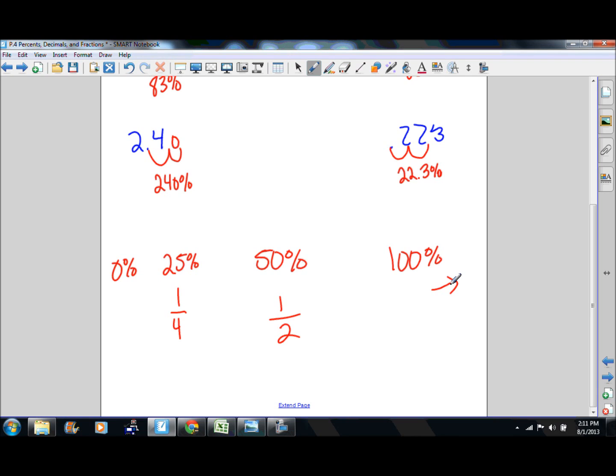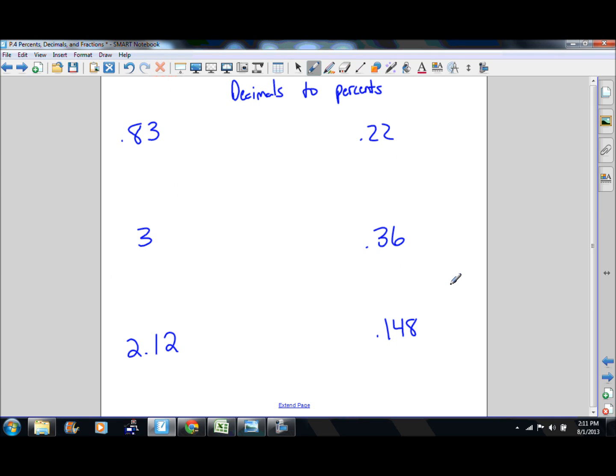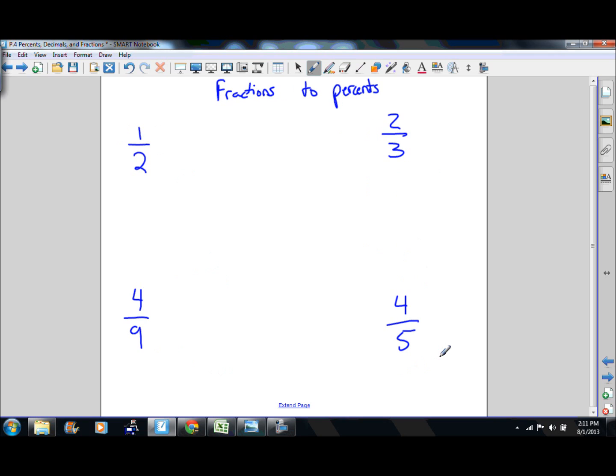But for now, I just want you to understand that decimals to percents, you move it 2 to the right, and then percents to decimals, you move it 2 to the left. Okay? So I want you to try these on your own, and then I will go through them. So this should be 83%, 22%, 300%, 36%, 212%, and 14.8%.